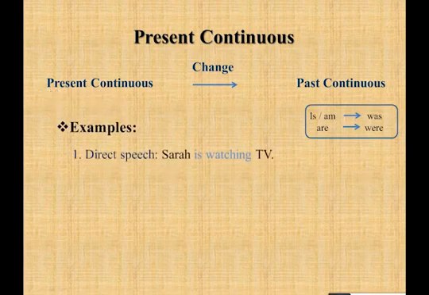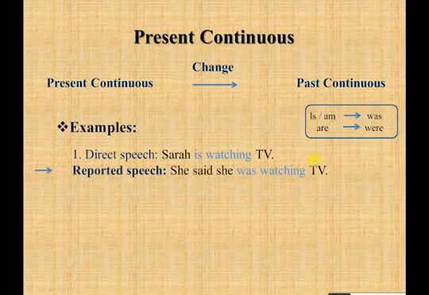Sarah is watching TV. In this example, we know the speaker or the gender of the speaker. She is a girl, so we have to change Sarah to she. Okay? After that, we have the verb is watching. What we have to do here, as we said before, is to change is into was. This is the only change that we have in this sentence. So the reported sentence becomes she said she was watching TV.